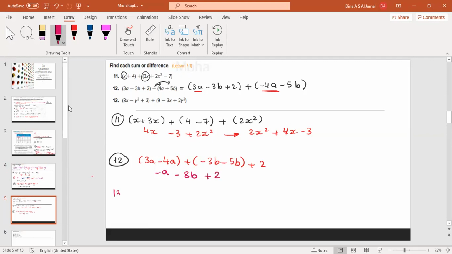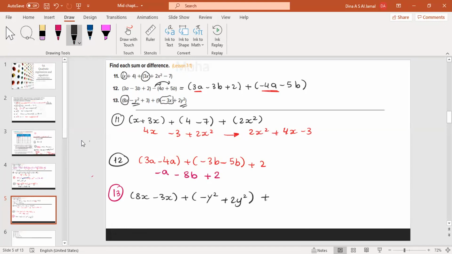Now let's go to question 13. In question 13, I'm having addition, so no need to distribute anything. Just look at the like terms. You are having 8x, I'm having minus 3x. So take them next to each other. Then minus y squared, I will take it with the plus 2y squared.